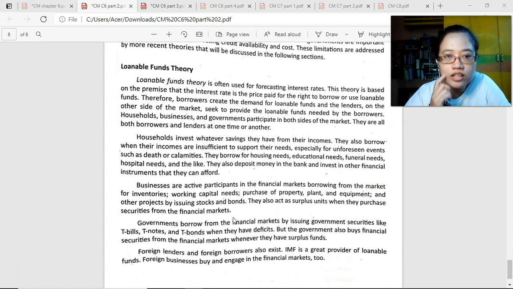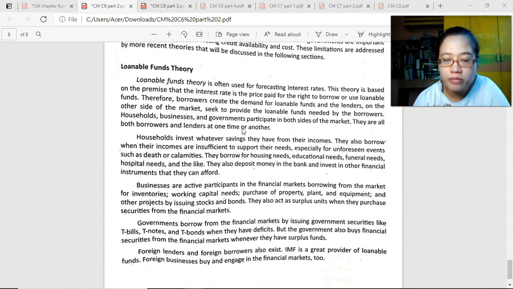So, yung second theory natin, we have the loanable funds theory. Okay? Often used for forecasting interest rates, based on the premise that the interest rate is the price paid for the right to borrow or use loanable funds. Okay? Therefore, borrowers create the demand for loanable funds and the lenders on the other side of the market seek to provide loanable funds needed by the borrowers. Okay? So, kumbaga yung demand side.